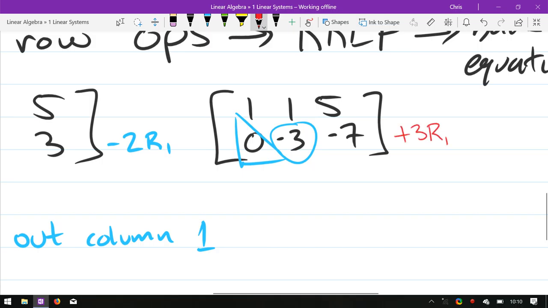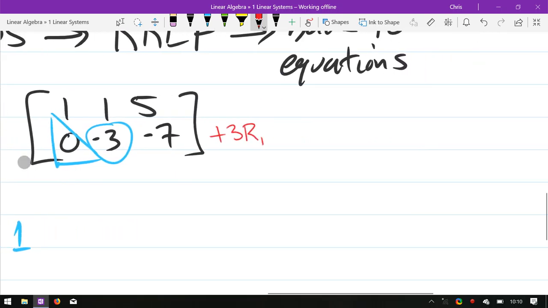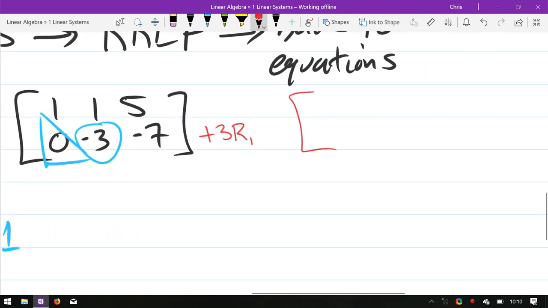What would be the effect if I added 3 row 1 here? So I would be changing that 0 that I just worked hard to get. If I actually went through with this move, row 1 doesn't change, that's no problem. I would have negative 3, 0, 15 minus 7, 8 maybe, something like that. So I just screwed up the lower triangle right there. So that's not the move we're going to make. So don't do that one.